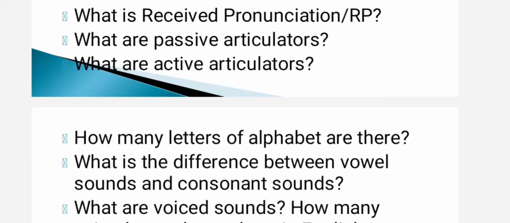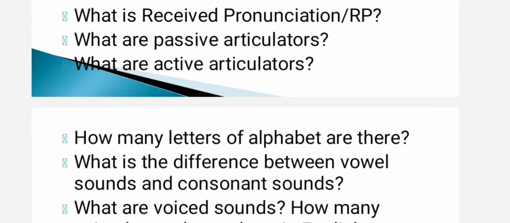What is the difference between vowel sounds and consonant sounds? A vowel is a speech sound made with the mouth fairly open. When we produce a vowel, our mouth is wide open, so there is no obstruction of air in the mouth. Whereas when we utter a consonant, there is a kind of obstruction of airflow in the mouth. Something stops, so they are called consonants. That is the difference between vowel sounds and consonant sounds.